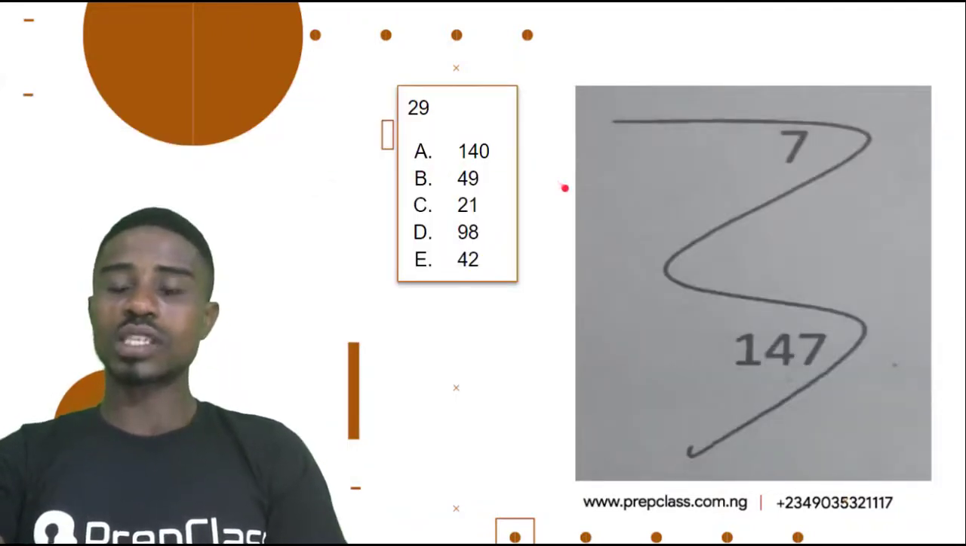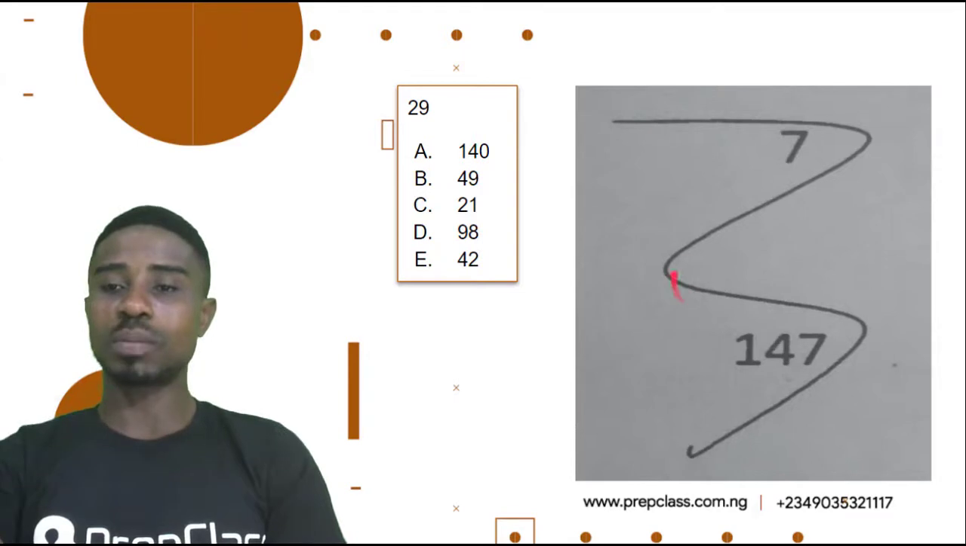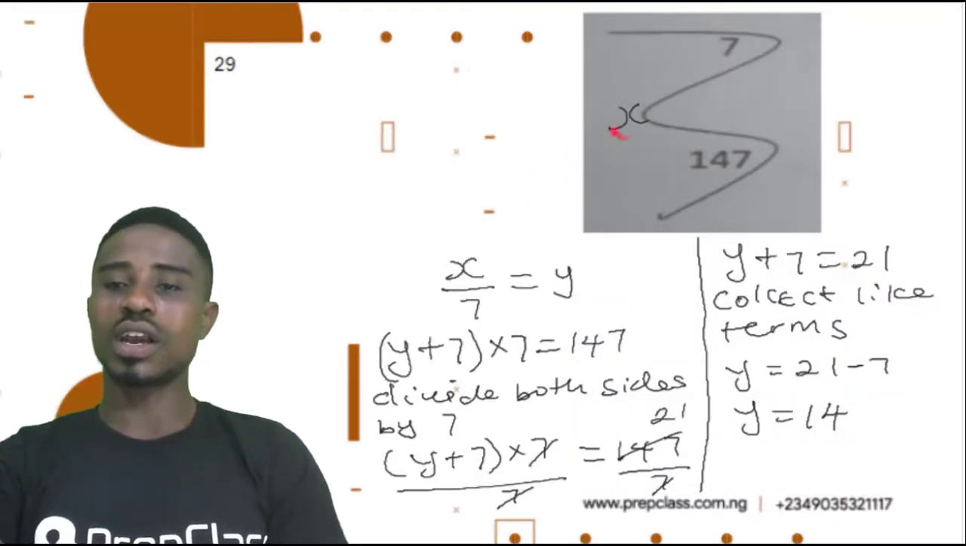All right, question 29. We've been asked to find this missing part, so let's see how to get it done. Since we don't know what it is, we're going to call it X. It's our middle number, and it's related to both numbers. So we're going to call it X.